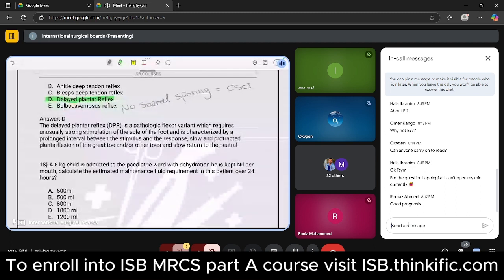So if someone presented a month back after a road traffic accident with spinal cord injury confirmed on MRI, and now the bulbocavernosus reflex has returned, and now we would like to test sacral sparing. Definitely you cannot test it until the spinal shock stage has elapsed, meaning there is a bulbocavernosus reflex. In that case, you can start testing.